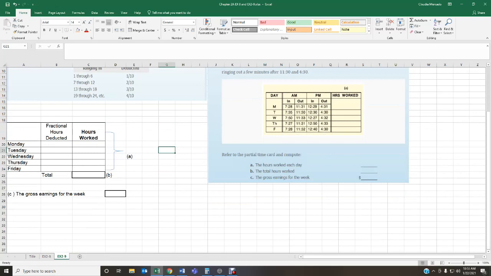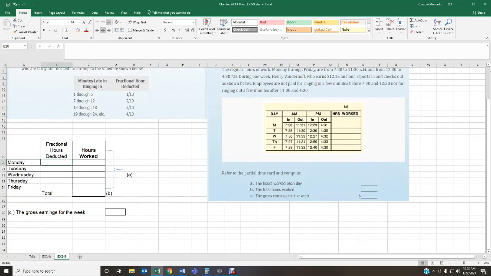So, we've got Monday through Friday. So we're going to look at Monday, at the time card right here for Monday, okay? We're looking at the time card. So you clocked in 2 minutes early. What does it say here? It says that if you clock in a few minutes before 7:30, you do not get paid. So you're not getting paid for those 2 minutes. You clocked out a minute late after 11:30. It says here that if you clock out a few minutes after 11:30, you don't get paid. So that doesn't affect your time card.